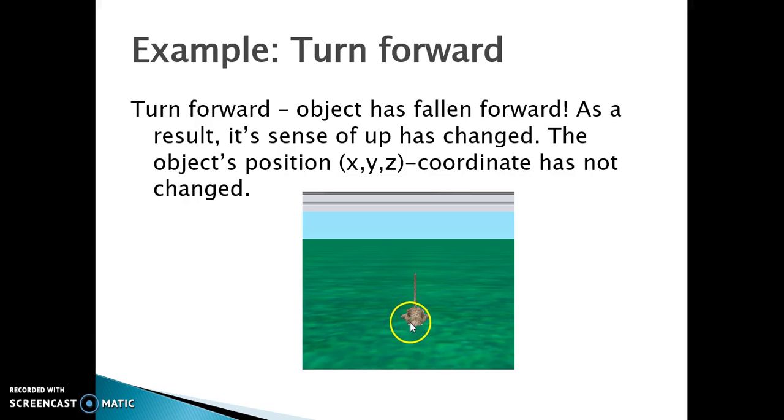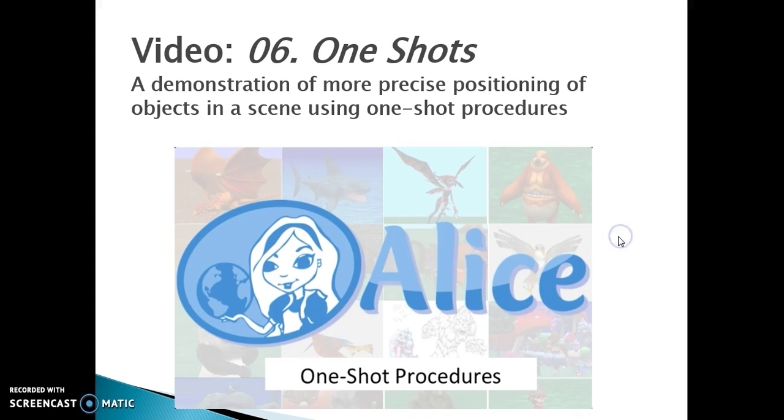And turn forward, so I did this one, it's not great. Turn forward is the object has fallen forward. So as a result, its sense of up has changed, right? Here's its direction of up. The object's position has not changed. So play with that a little bit.